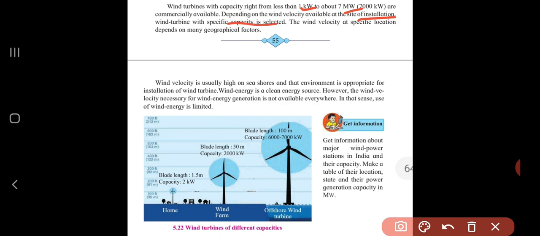So considering the velocity of wind in that particular area, wind turbine with specific capacity is selected, and the wind velocity at specific location depends on many geographical factors. Okay, this is to be considered. Now the further part, this part is eliminated, so this is not to be done. Okay, moving ahead.